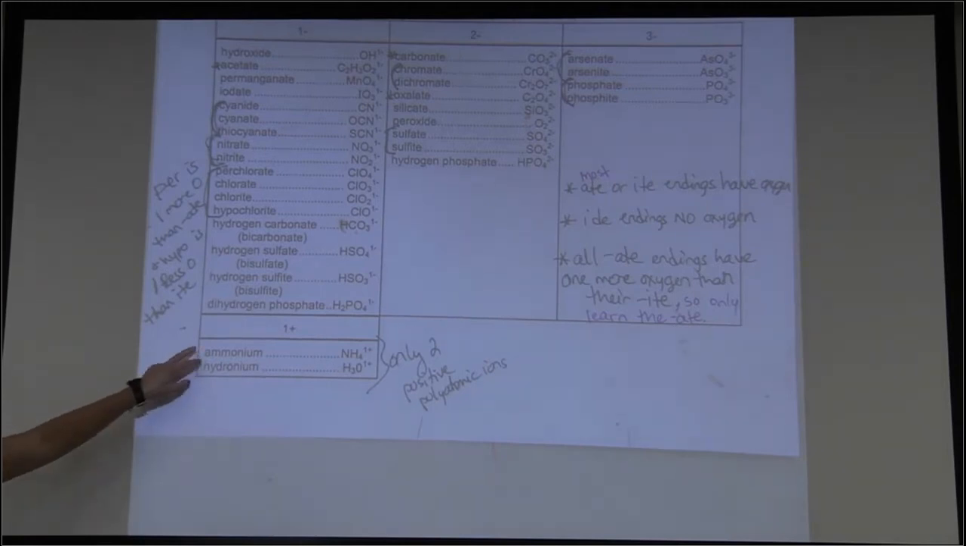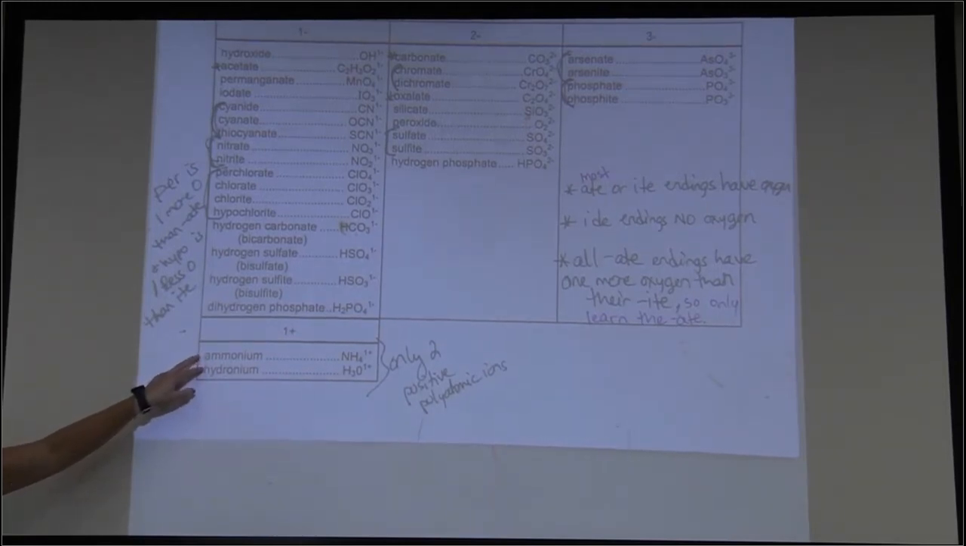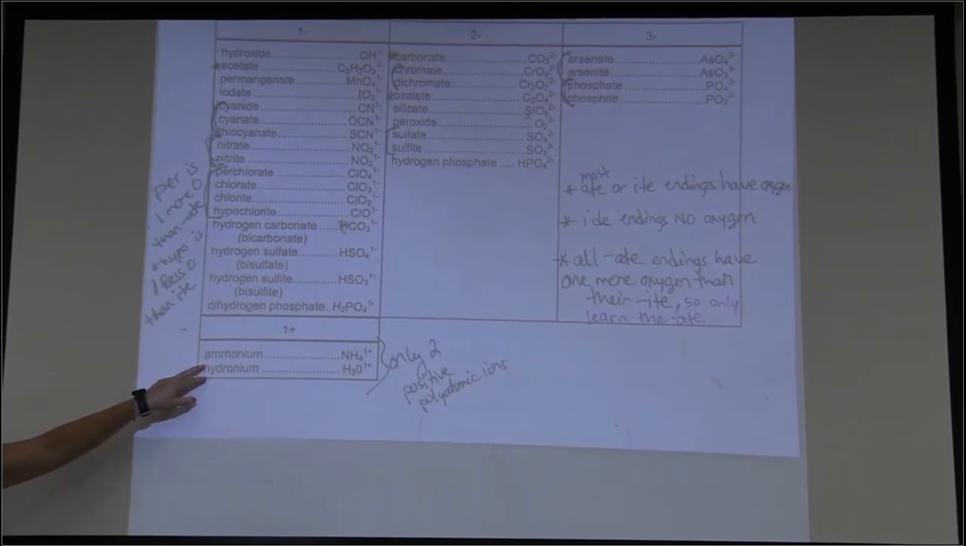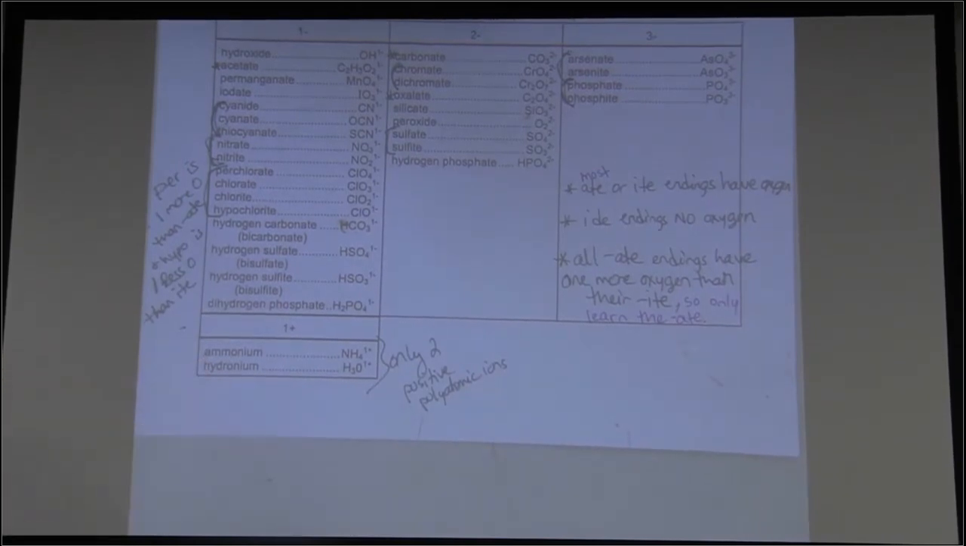These are the only 2 positive polyatomic ions. So make a note that those are the only 2 positive polyatomic ions. Everybody else is negative.